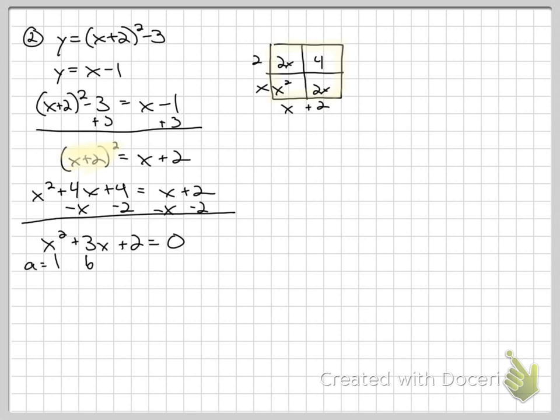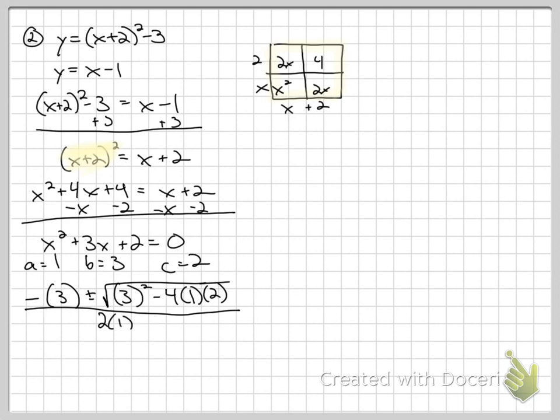So a is the number in front of x squared, b is the number in front of x, and c is the constant. You do not plug in variables when you're doing quadratic formula. Negative b plus or minus the square root of b squared minus 4 times a times c all over 2 times a. So this is negative 3 plus or minus. Everything squared is positive. Negative 4 times 1 times 2 is negative 8 all over 2. So this is negative 3 plus or minus the square root of 1, all over 2. But the square root of 1 is 1.